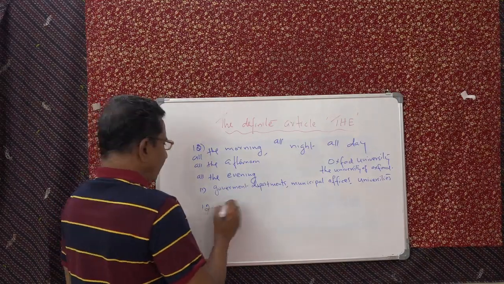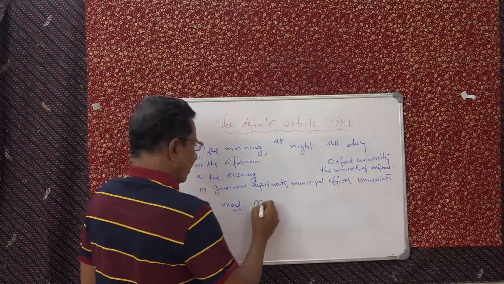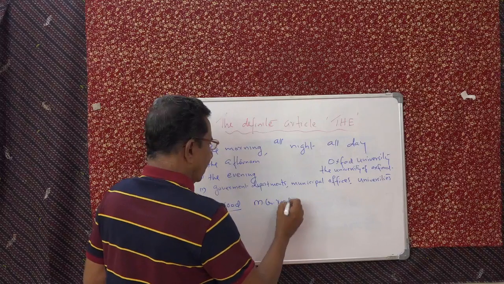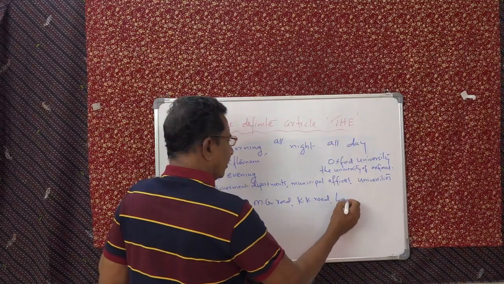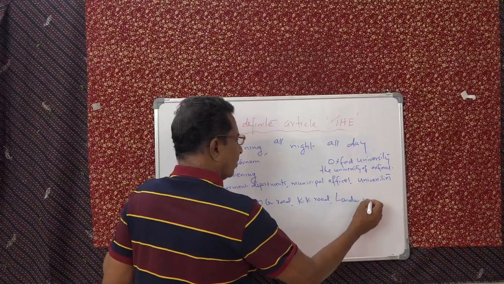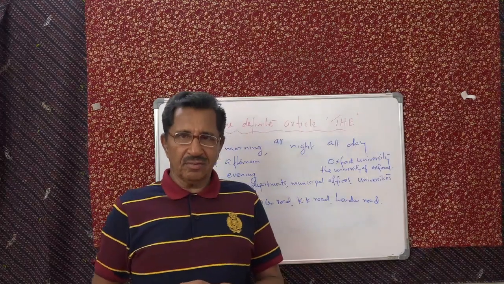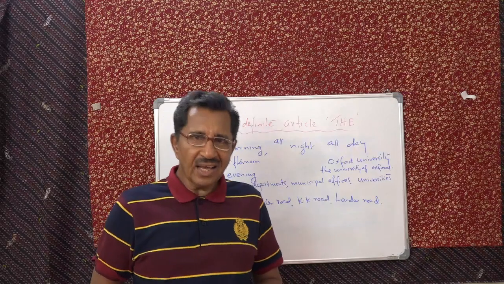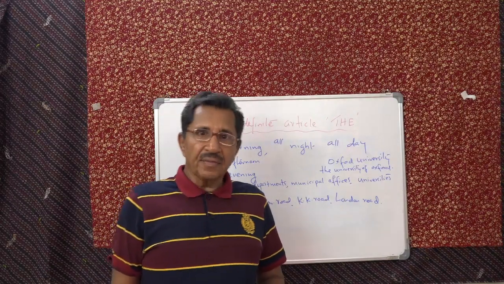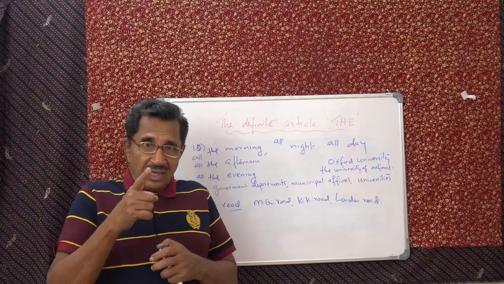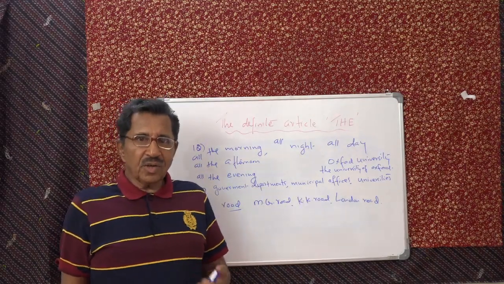12th point is, when you find names ending in road, see that? MG Road, you know. MG Road. KK Road. London Road. You should use the. The KK Road. The MG Road. The London Road. The Calcutta Road. That is with the. Because there are too many roads, you know. And there may be, some days what happens, there will be two roads with the same name. See that? So you have to specify that, you know.